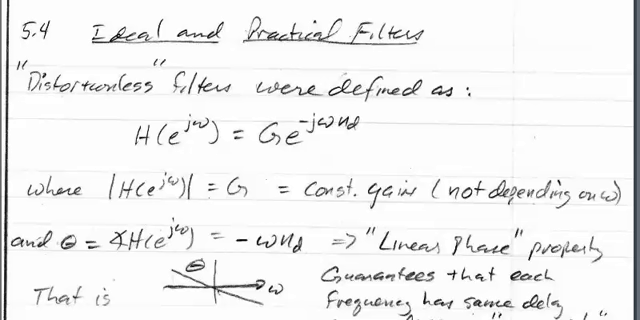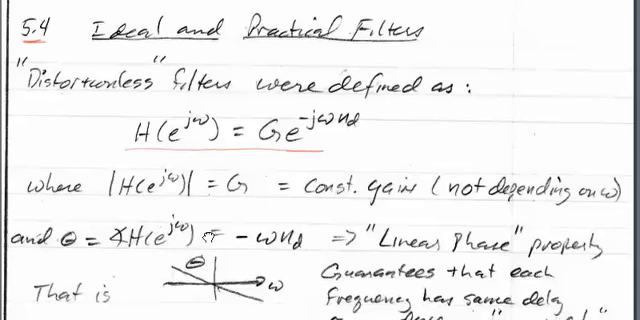Okay, now we're going to shift to section 5.4 in the book. This is a good section, and I really encourage you to read this section. It has to do with ideal and practical filters. So real quickly, remember that an ideal filter has no distortion. That means constant gain wherever we have a signal that we want, and linear phase, right?